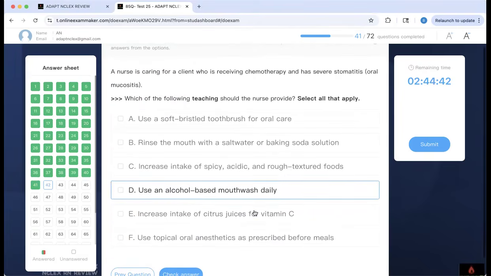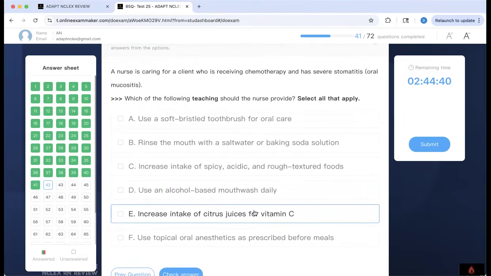Critical thinking. And you care for a client who is receiving chemotherapy and has severe stomatitis, oral mucositis. This is also a pharmacology therapy question. Which of the following teachings should the nurse include? If somebody is getting chemotherapy and they have mouth sores, what we call severe stomatitis or oral mucositis, what teaching should you provide? Use a soft bristle toothbrush for oral care.